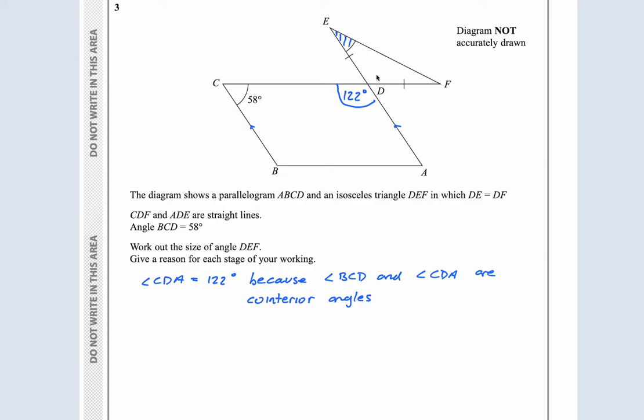Okay, then this equals 120 degrees because these are just opposite angles. So angle EDF equals 122 because opposite angles are equal.